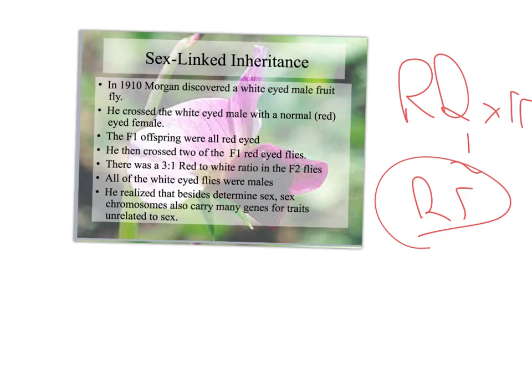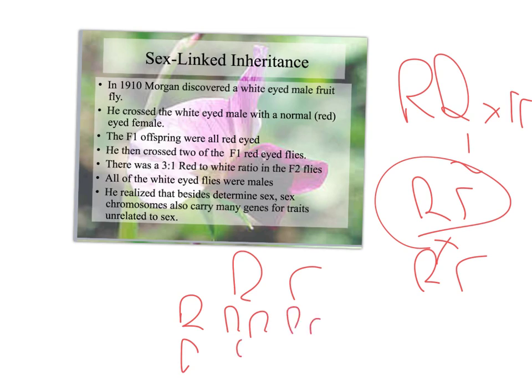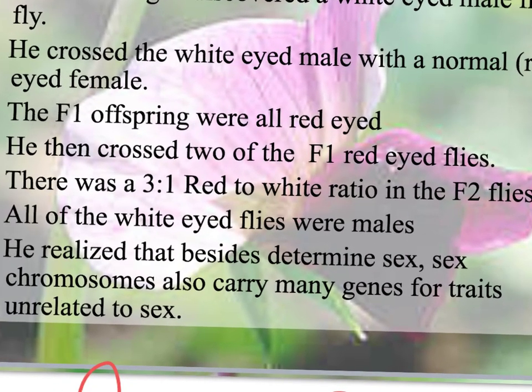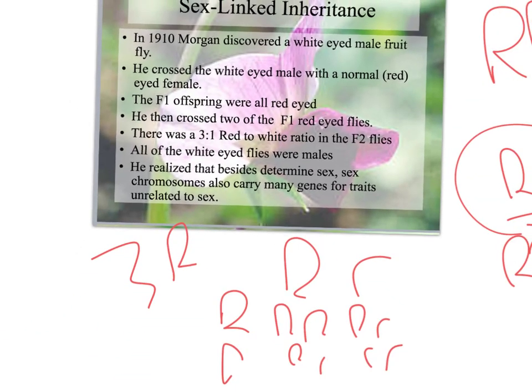Okay, so once again, being a good Mendelian scientist, we cross this with this, and what we should get is a nice 3-to-1 ratio. 3 reds to 1 white. That's what he was hoping for in his F2 generation, and that's exactly what he was able to get. But the interesting point, what you really got to note here, is this line right here. All of the white-eyed flies were male.